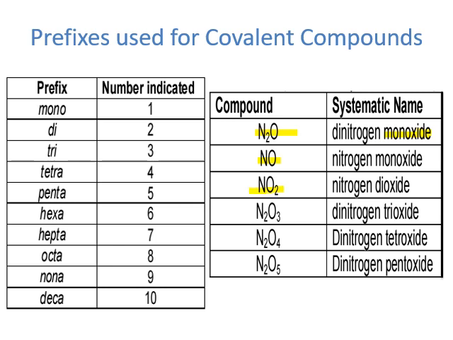Okay, nitrogen dioxide. Dinitrogen trioxide. Dinitrogen tetraoxide. This is dinitrogen pentoxide.